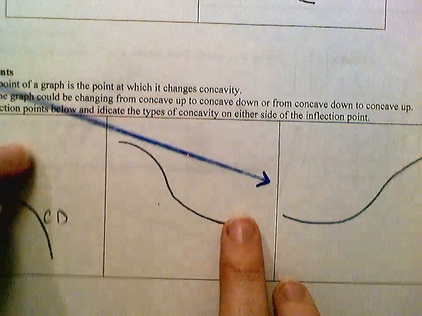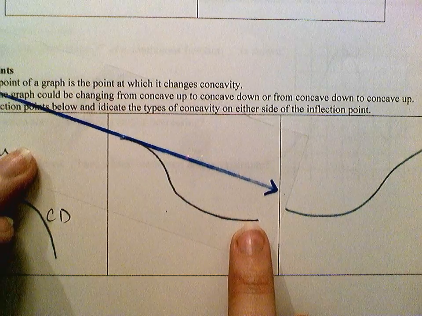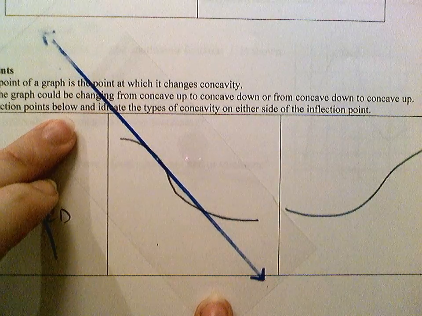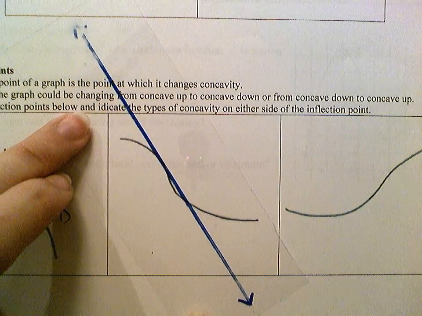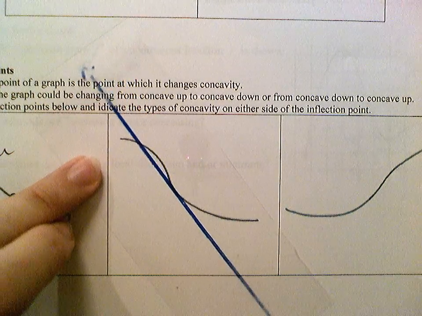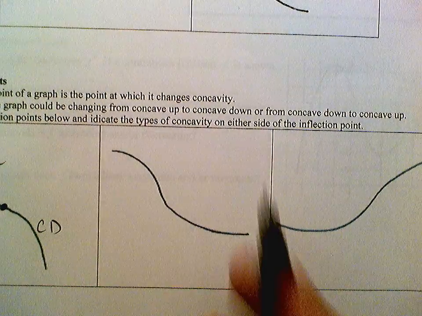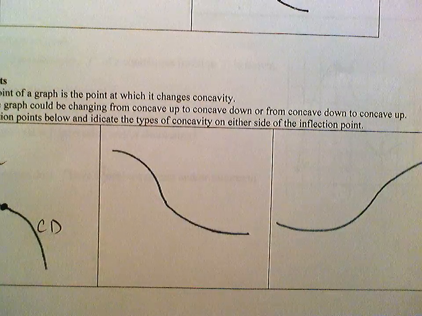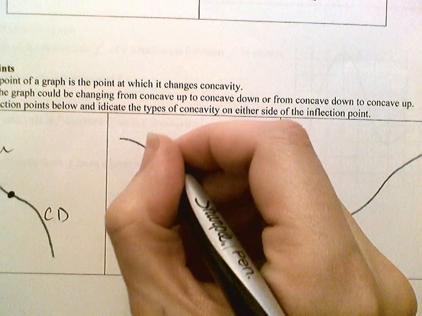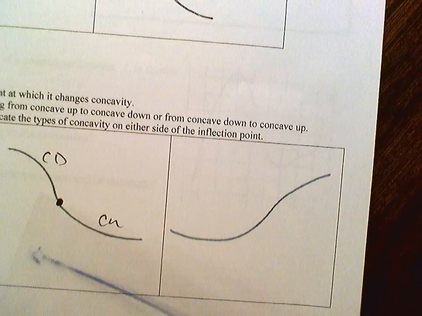Next, I'm starting up here. I've got a negative slope getting more negative, so decreasing, decreasing, decreasing, and then about there it changes from decreasing to increasing. So about there is, I think, the inflection point. And it went from concave down to concave up. Last one.